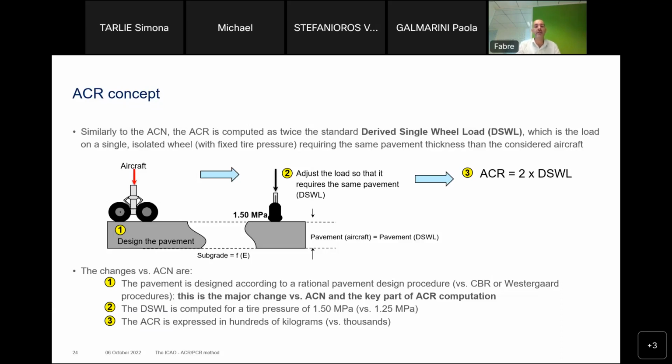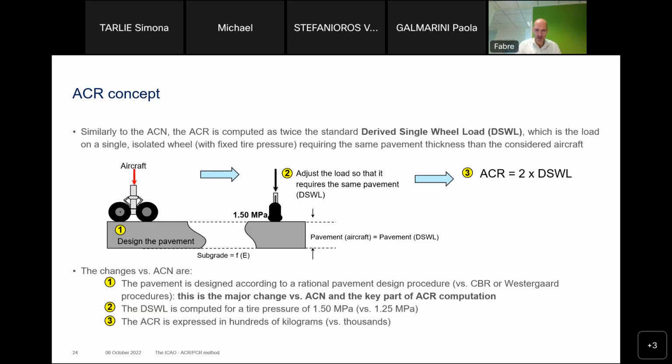The other change is about the standard tire pressure, which is now 1.5 megapascal instead of 1.25 megapascal for the ACN. So we modified the standard tire pressure to be more representative of the actual aircraft tire pressure, but we made a lot of trade-offs from 1 bar to 2 bars, and there is no major difference for the ACR calculation, because of the concept of the derived single wheel load.